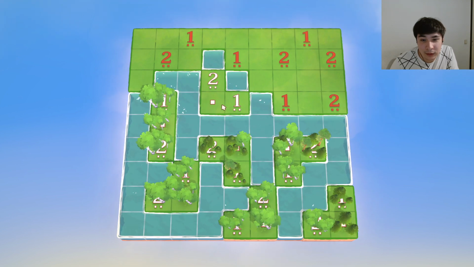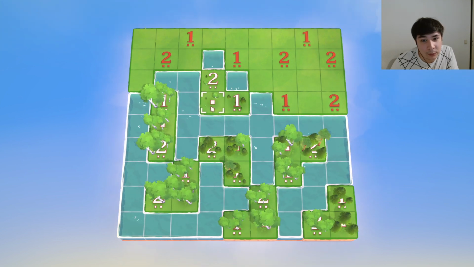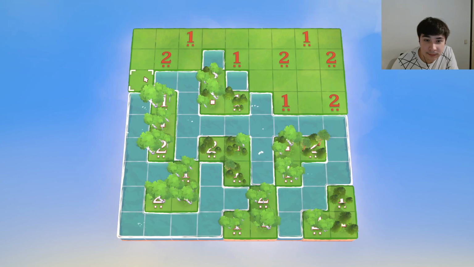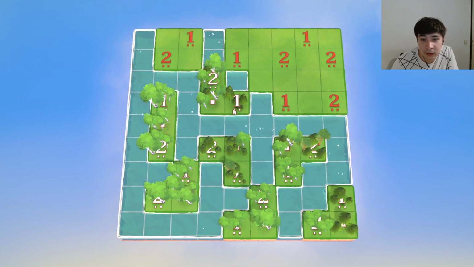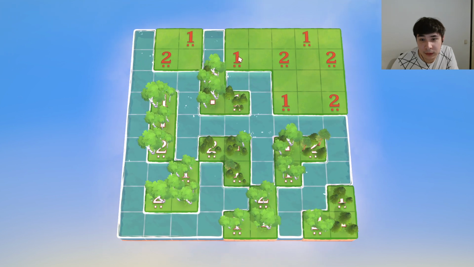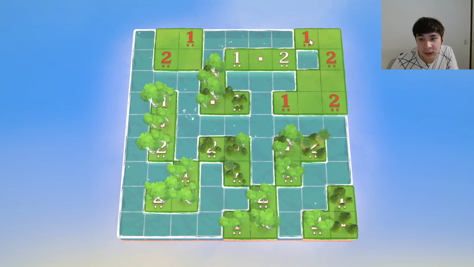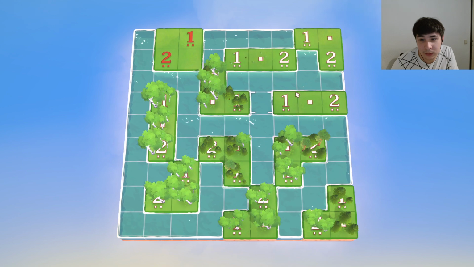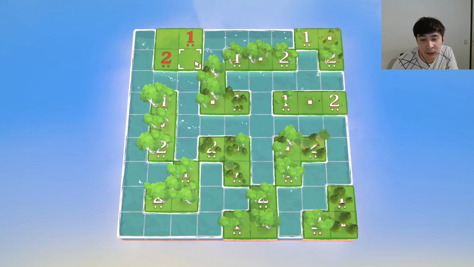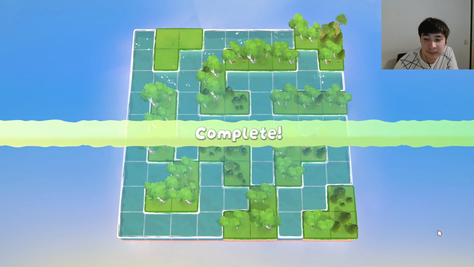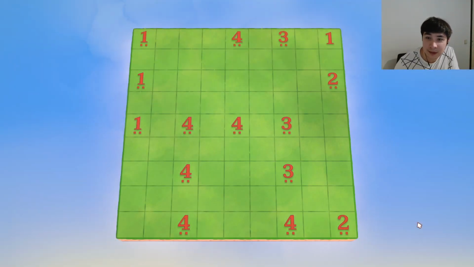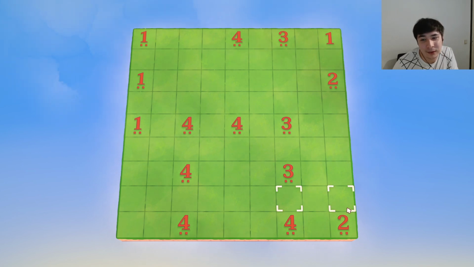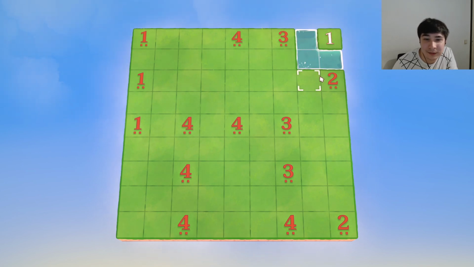This 2 and this 1 are connected because this cell has to be filled in, otherwise it'll pool. This 2 is connected to this one, meaning all of this here is water, but we don't know how that resolves yet. This one is connected to this 2. This one is connected to this 2. This one is connected to this 2, and this bit of water needs to connect to the rest. There we go. I've been fooled before. Okay. I guess the point of this is just all of these are paired, but this one here is by itself.